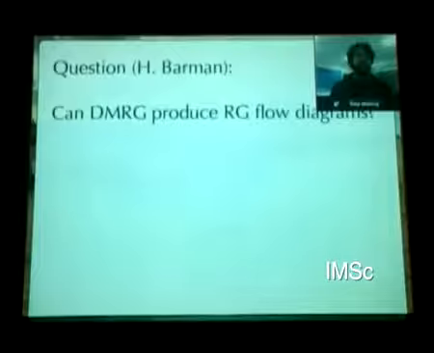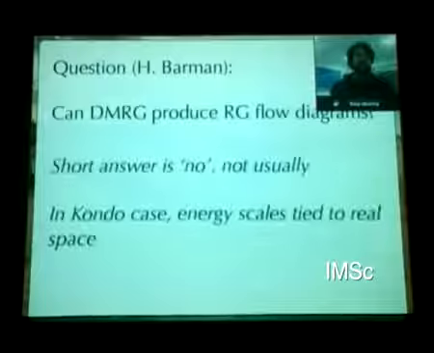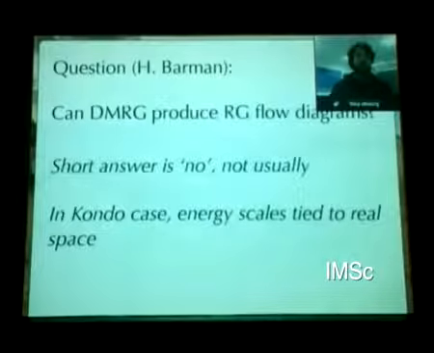So then a related question was, just as in the NRG with the Kondo problem, can you use DMRG to produce RG flow diagrams? So can you study the flow of a Hamiltonian under DMRG, or kind of ask questions about flowing toward critical points or fixed points of RG, that kind of thing? So this is a really interesting question, and my short answer is no, but I only mean no in the sense that it's not usually done.